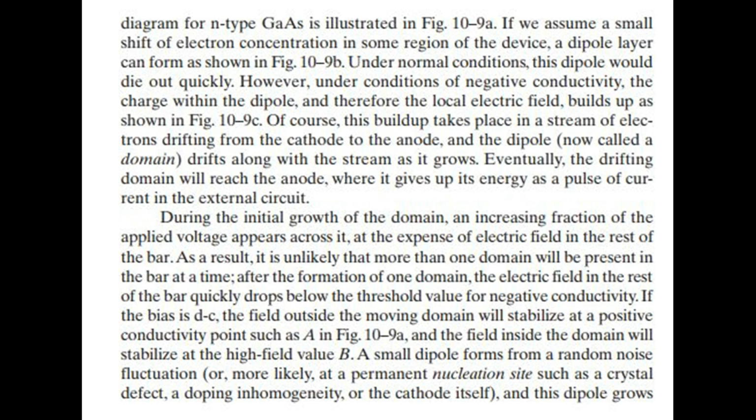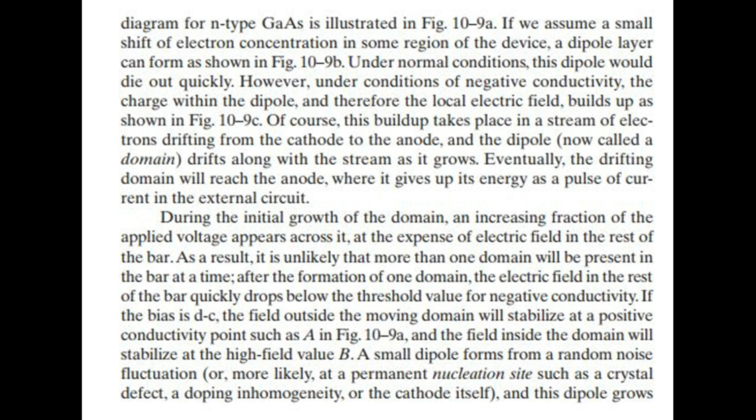Under normal conditions, this dipole would die out quickly. However, under conditions of negative conductivity, the charge within the dipole, and therefore the local electric field, builds up as shown in Fig 10.9c. Of course, this buildup takes place in a stream of electrons drifting from the cathode to the anode, and the dipole, now called a domain, drifts along with the stream as it grows. Eventually, the drifting domain will reach the anode, where it gives up its energy as a pulse of current in the external circuit. During the initial growth of the domain, an increasing fraction of the applied voltage appears across it, at the expense of electric field in the rest of the bar.